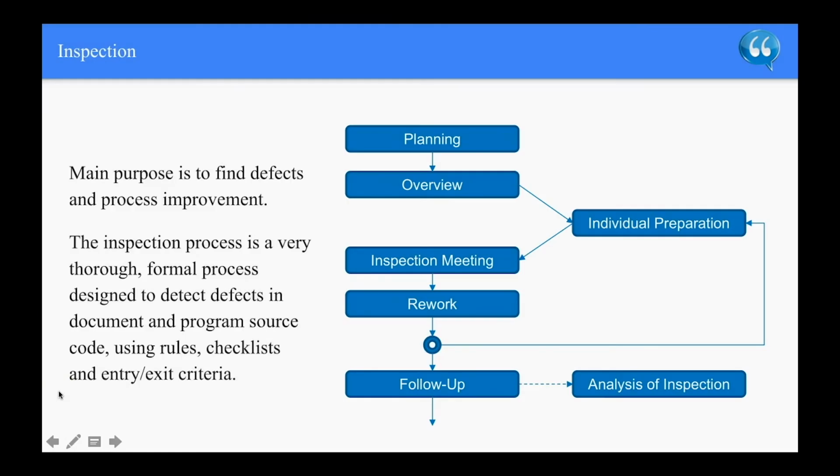Again, really quick about the inspection. The main purpose is to find defects and process improvement. The inspection process is a very thorough, formal process designed to detect defects in documents and program source code using rules, checklists, and entry and exit criteria. Here's a graphic to represent this so you have an idea. It's planning, overview, individual preparation, inspection meeting, rework, and then if it needs to go back again, individual preparation, inspection meeting, rework, and then follow-up, and then you do an analysis of the inspection, and then you complete.